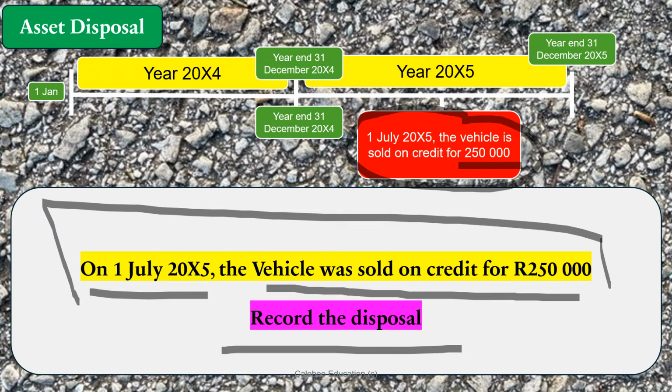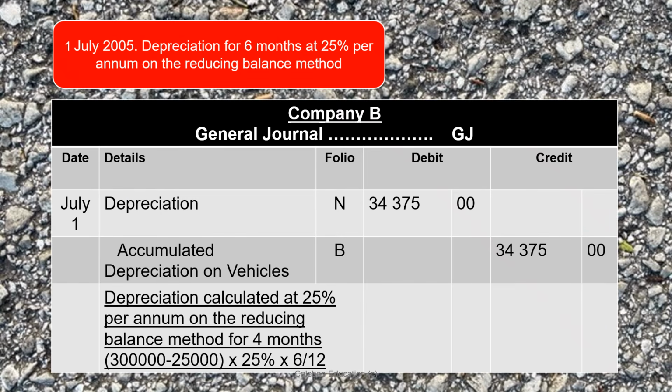Now what we need to do is depreciate up until the date of the sale, which is the 1st of July, from January to the 1st of July. And that is 6 months. We debit depreciation and we credit accumulated depreciation. Now the amount was the 300,000 purchase price of the vehicle less the accumulated depreciation. There was only 1 year and we just calculated that, 25,000.